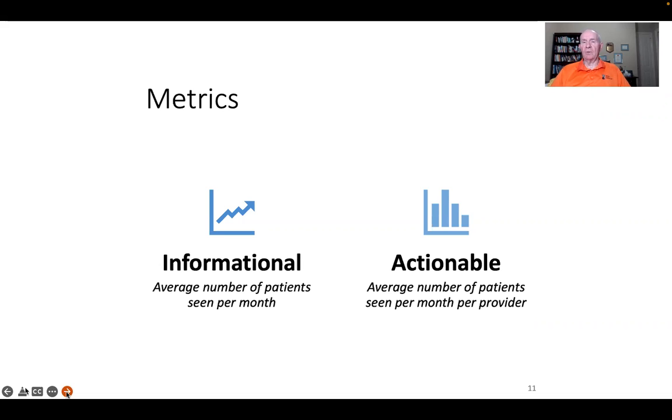You know, for example, information might be the average number of patients seen per month. Okay, that's good information. But how about the average number of patients seen by each provider per month, or each day, or each clinic session, or each diagnosis, or each level of service? Those would become more actionable kinds of things that you would want to have.